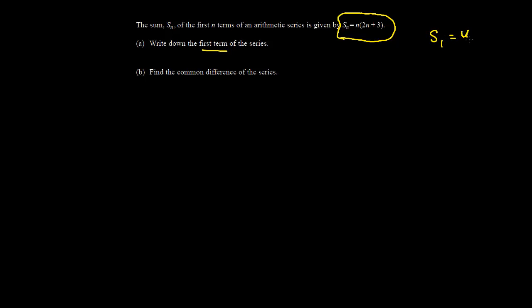Remember, S1 is the sum of one term. S2 is the sum of two terms. S3 is the sum of three terms. That's what it means: U1 plus U2 plus U3. So if you have to find the first term, then it is going to be S1.